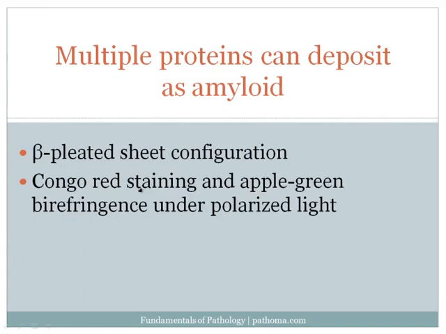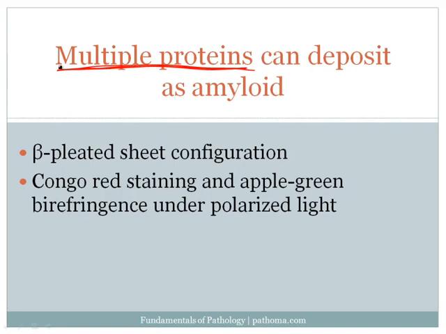The next important principle concerning amyloid is that multiple proteins can deposit as amyloid. Amyloid is not one protein. Amyloid is a broad category that refers to multiple proteins depositing in a particular way. And there are a few common characteristics of amyloid, and those are relatively important to be familiar with. So let's mention them here.